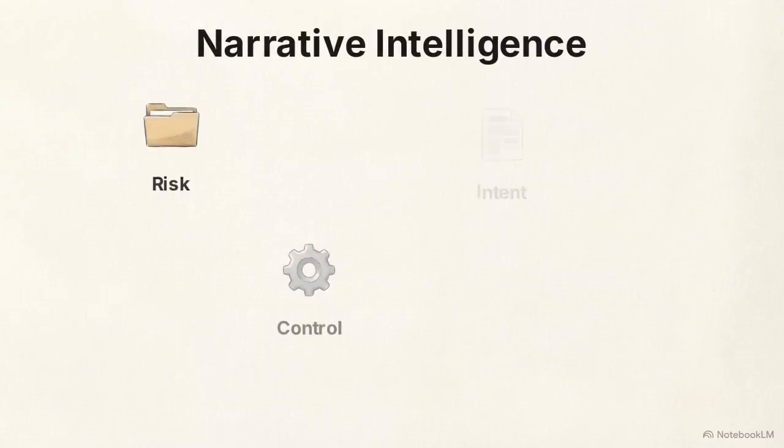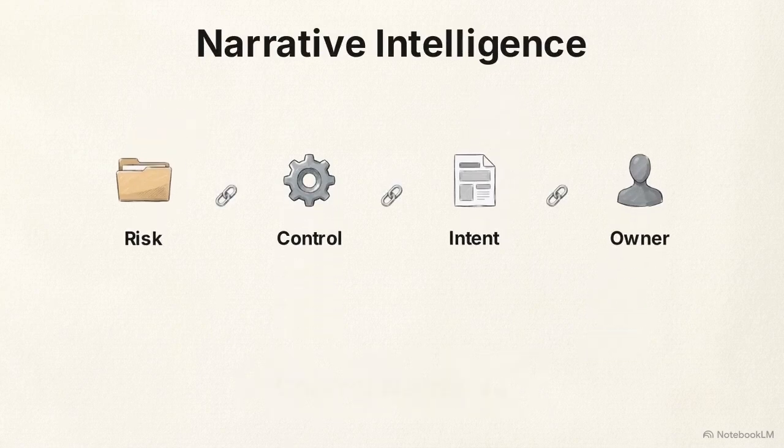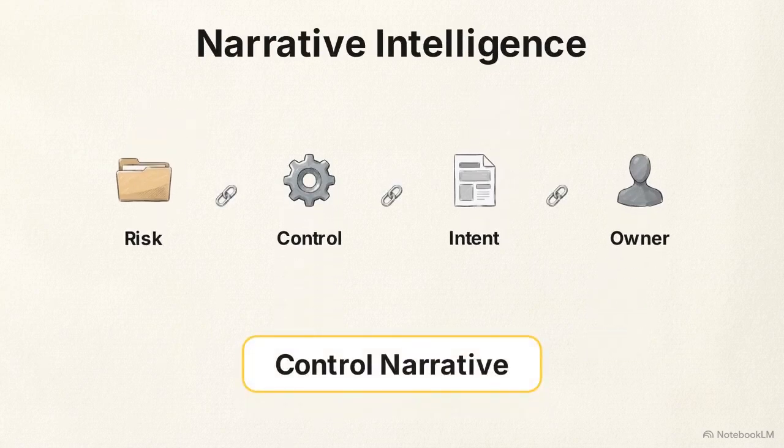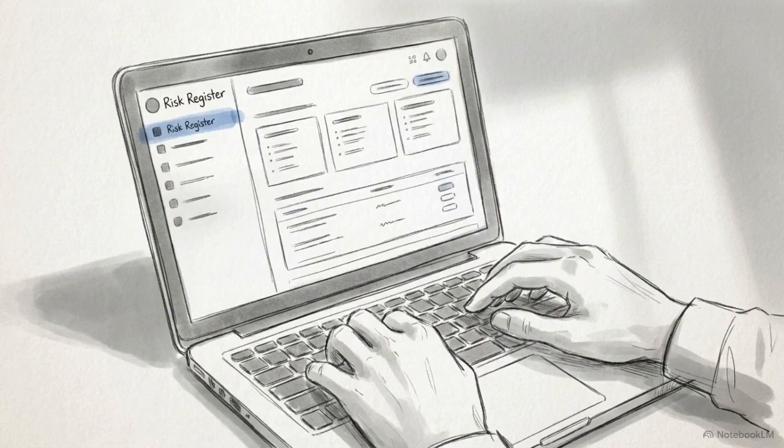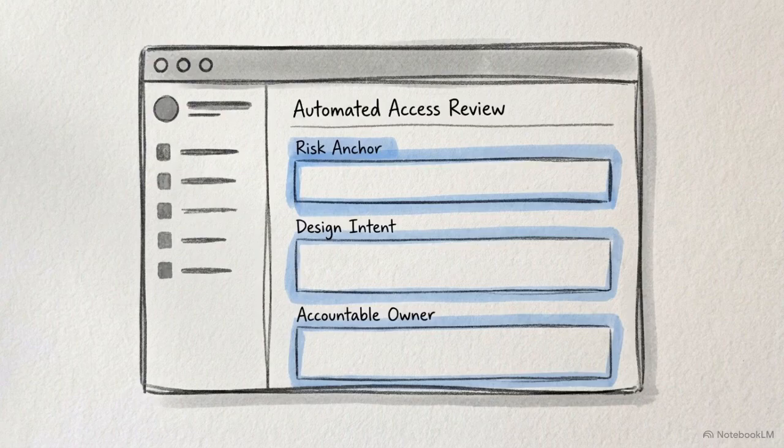The solution is narrative intelligence. This framework structures technical evidence around human intent to build a defensible control narrative. To start, open your GRC platform. Locate your formal risk register and select one automated technical control to work on. We will move your program toward active risk governance by auditing that single control.